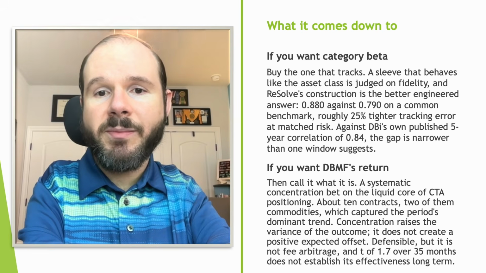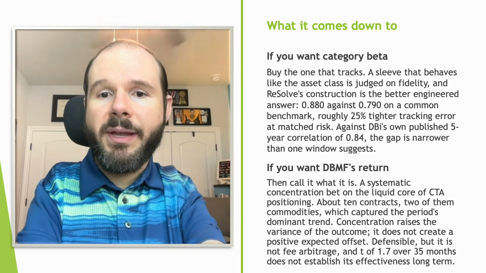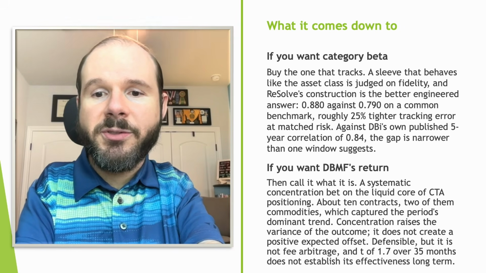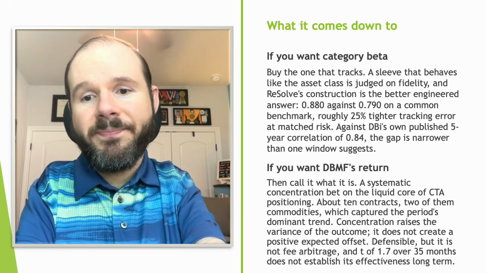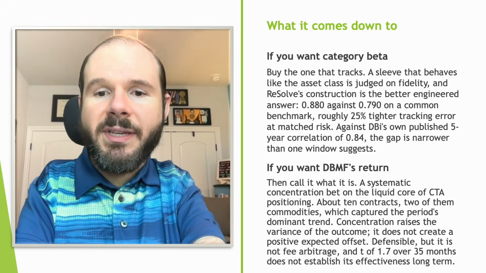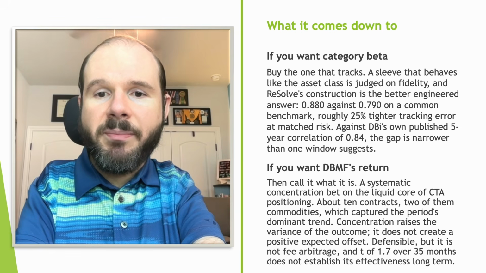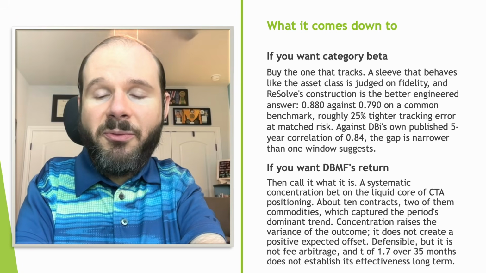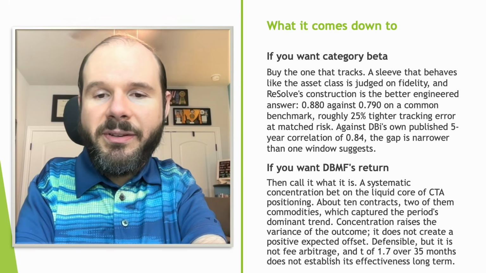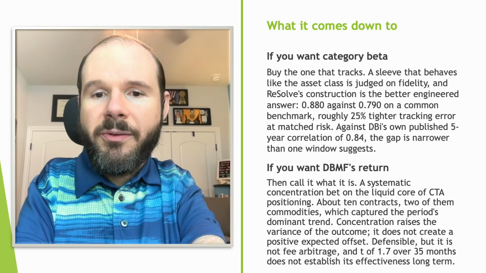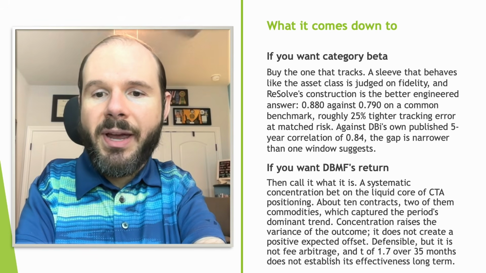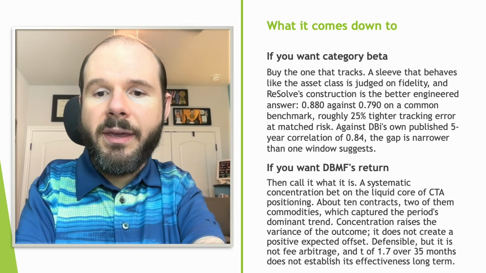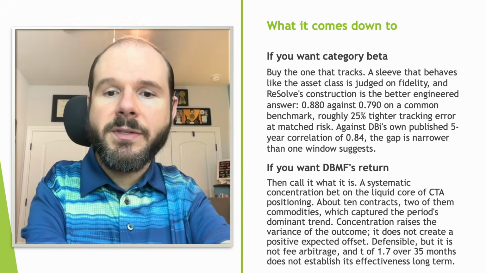And so what it comes down to is if you want category beta, Resolve is the one that actually tracks the trend followers. Now, it's not going to track the broader CTA universe that DBMF does, but it's good for those of us who want to follow trend. Now, if you don't want beta, if you want DBMF's return and you're attracted to the more simplified, more concentrated bet that it makes, then I think that that's defensible.